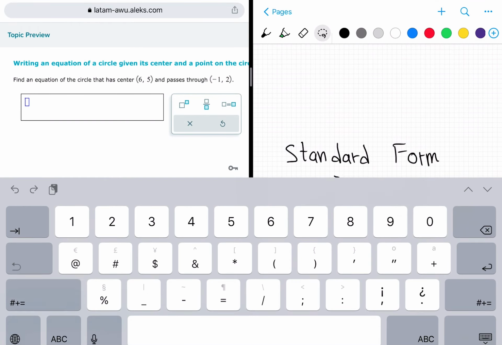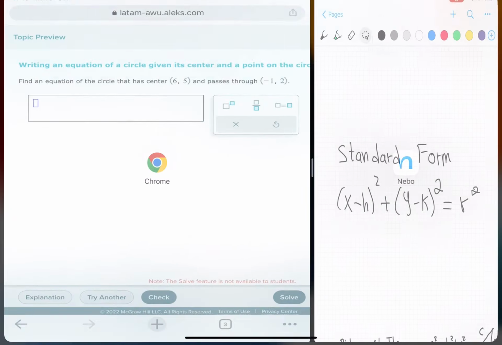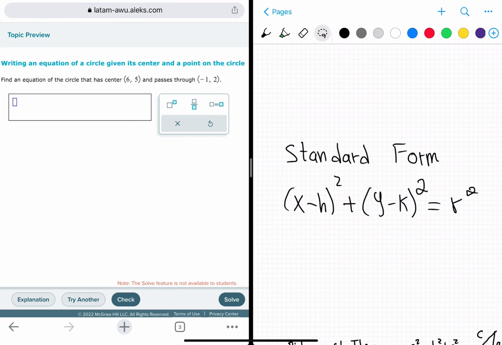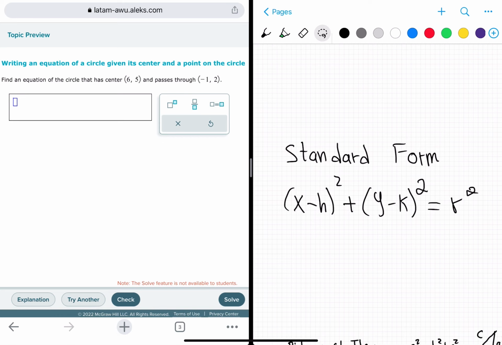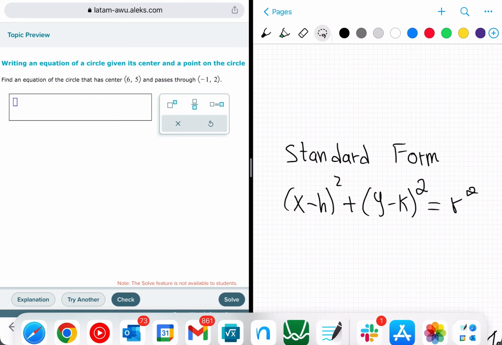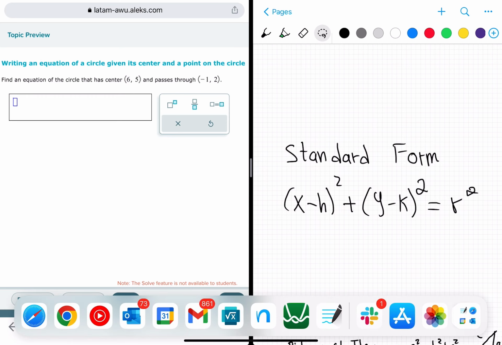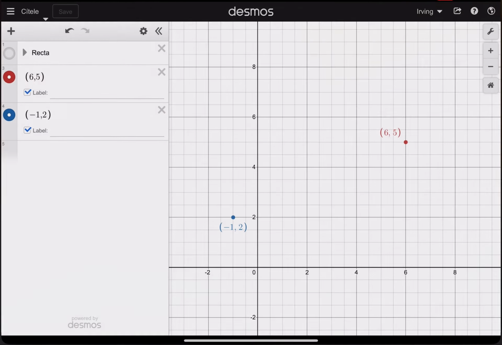Now for this exercise we have writing an equation of a circle given its center and a point on the circle. We are told, find an equation of the circle that has center in 6, 5 and passes through minus 1, 2. So basically what we are given in this problem is a set of points. Given these 2 points, we want to find what is the circle that passes through those 2 points.